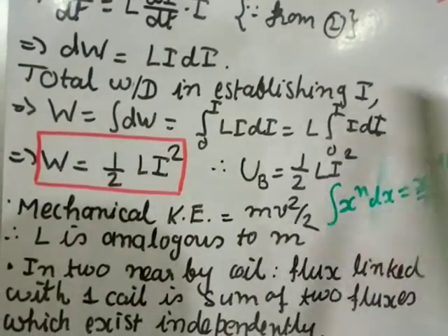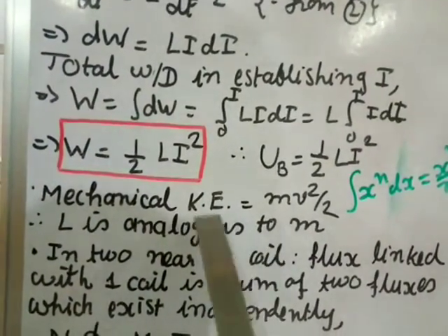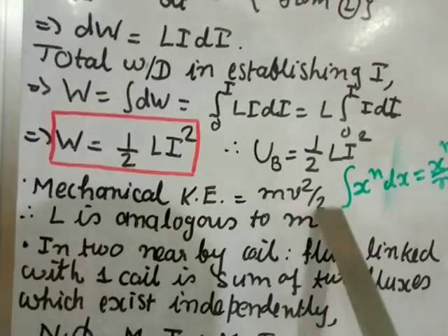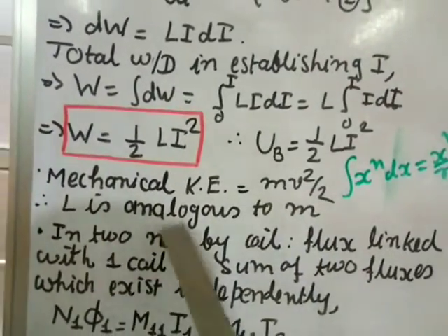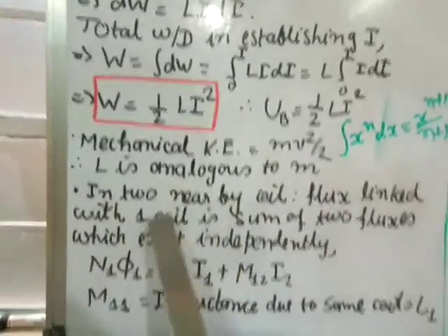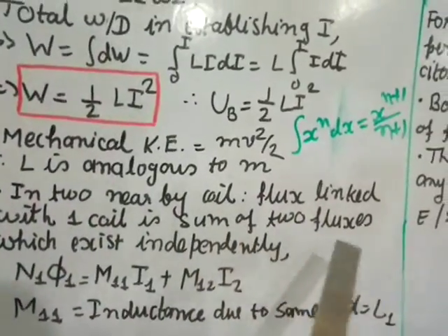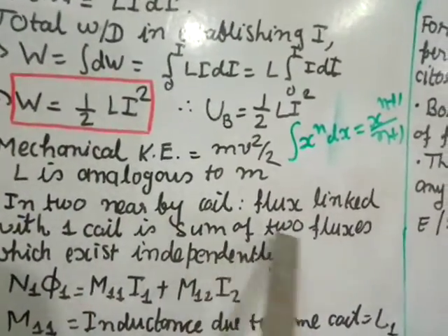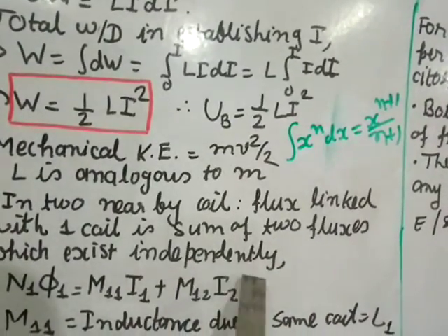And you can remember that in mechanical energy, kinetic energy is given by mv square by 2. So L is analogous to m; L and m are analogous to each other. Okay, in two nearby coils, flux linked with one coil is the sum of two fluxes which exist independently.